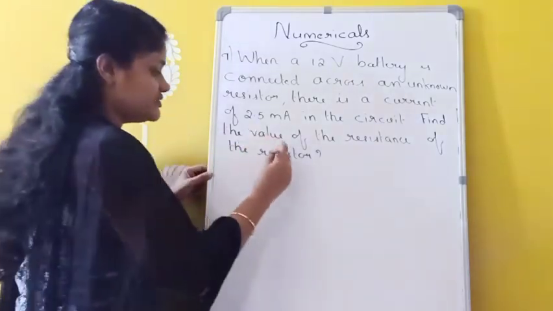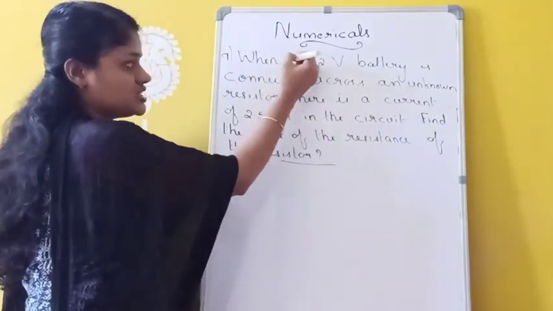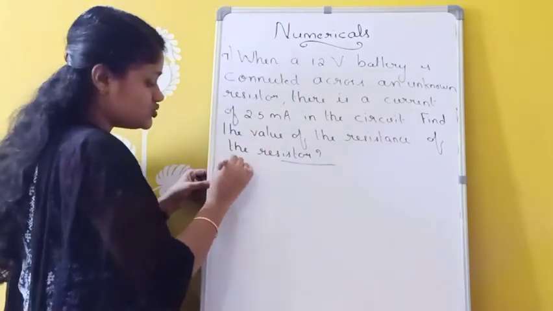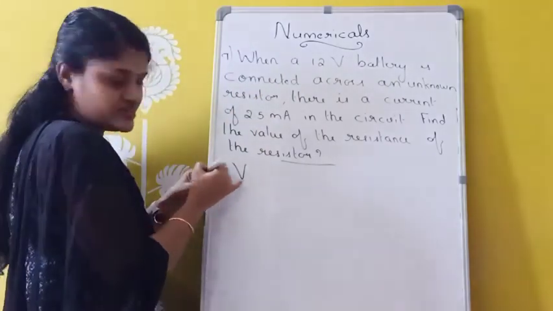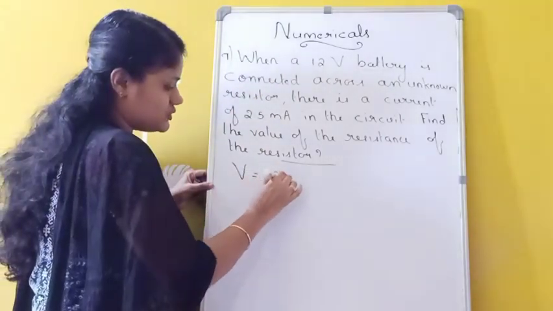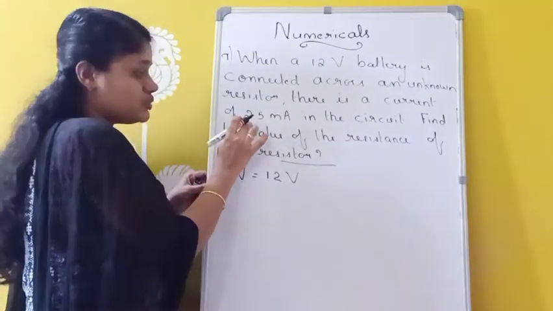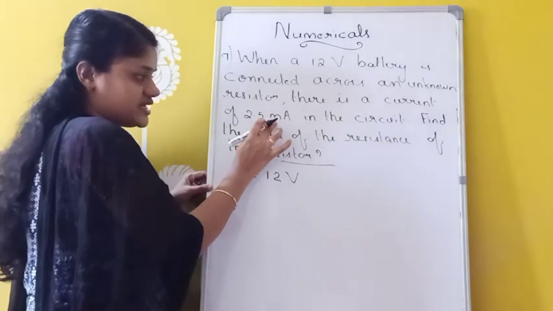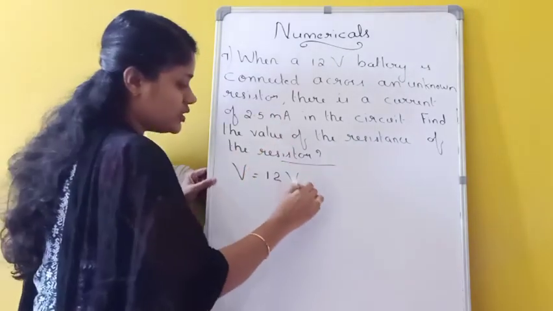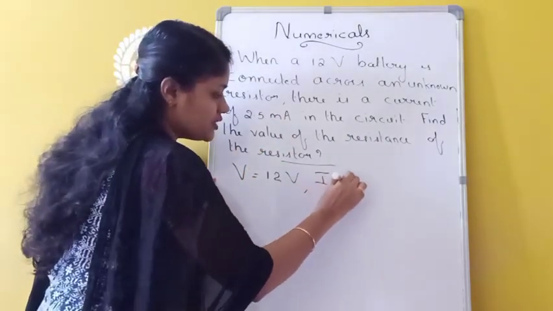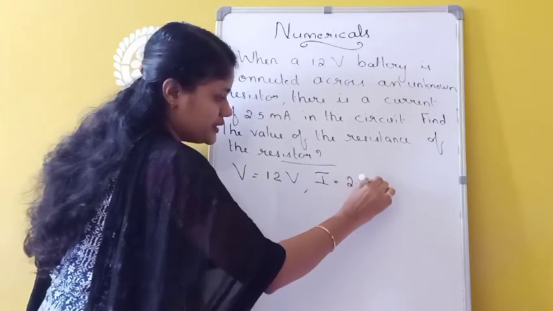Okay. So first we can write the data. So potential difference is given as how much here? 12 volt. Potential difference symbol is V. So V equals 12 volt. Then what else is given? Current. Current is given as 2.5 milliampere. The small letter m indicates milliampere. So I equals 2.5 milliampere.